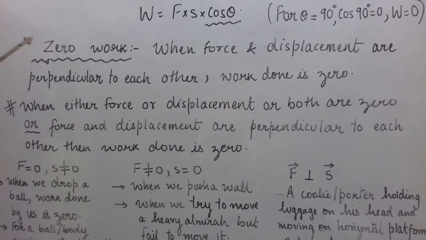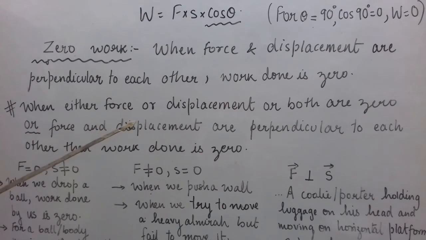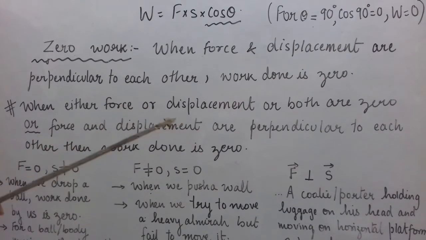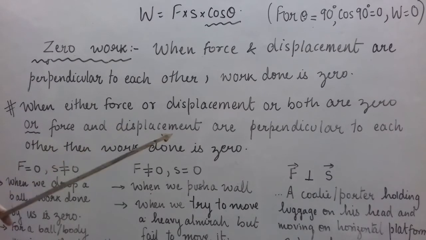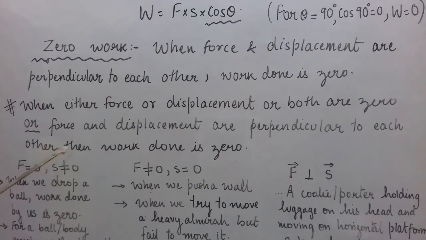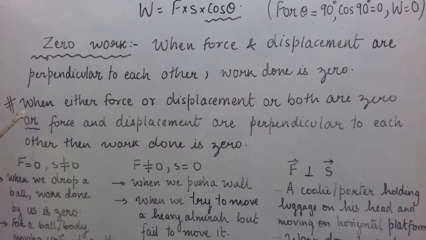So you can remember this, you can write for your 9th class answers what is zero work, but a better answer will be this. When either force or displacement or both are 0, or force and displacement are perpendicular to each other, then work done is 0. I'll repeat it.